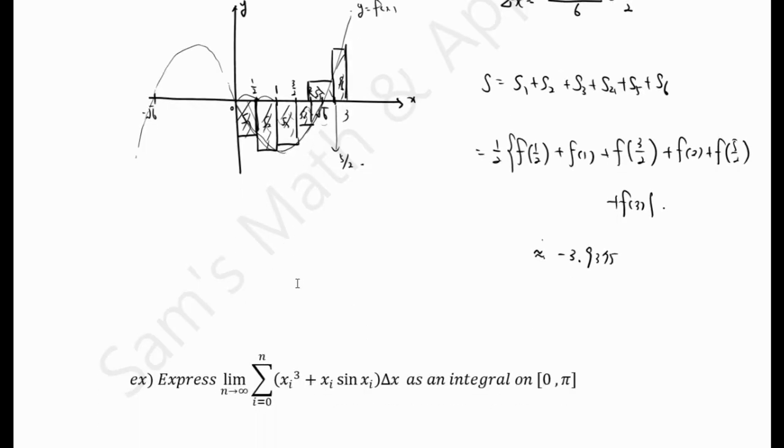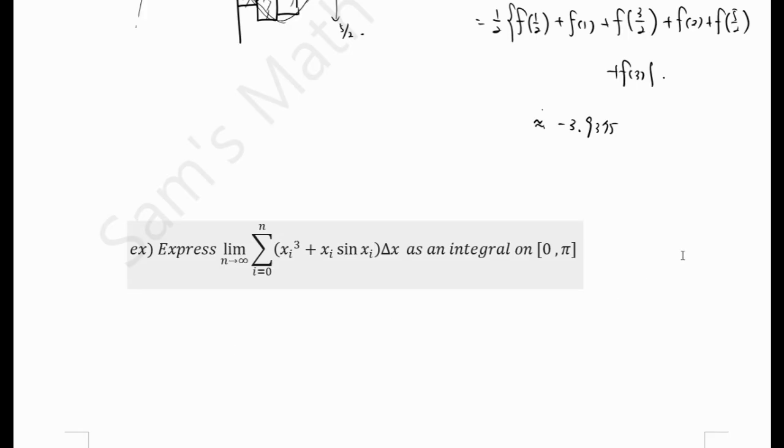The next question is, express this Riemann sum as a definite integral on 0 and pi. When we change the Riemann sum into a definite integral, xi is changed to x, delta x is changed to dx, and the integral from 0 to pi is x cubed plus x sine x dx. This is the answer.